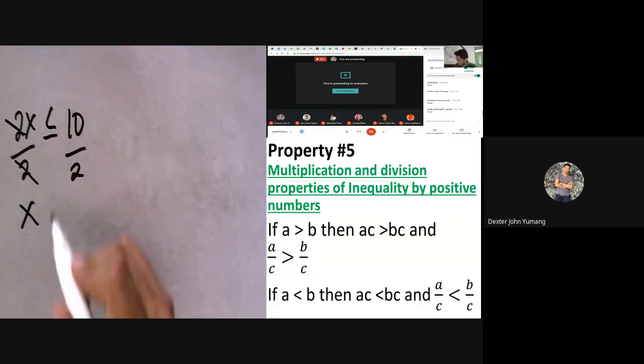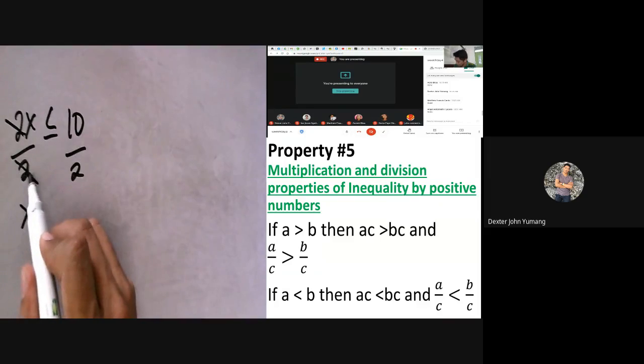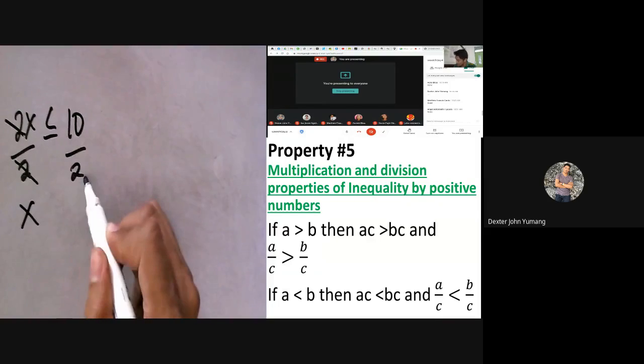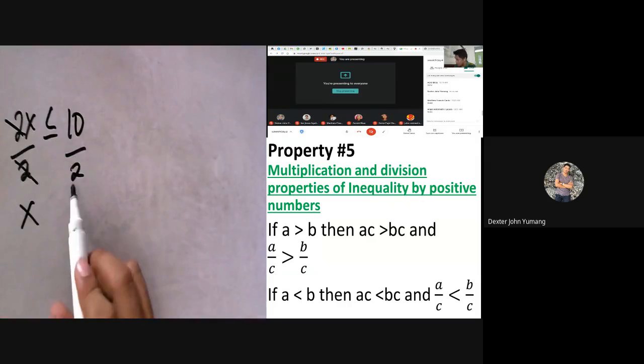Ngayon, kung anong i-divide mo dito na number, which is 2, i-divide mo din siya sa right side, which is 2. Kaya siya tinawag na division property of inequality by positive numbers. Bakit positive? Positive 2 man ang i-divide natin.